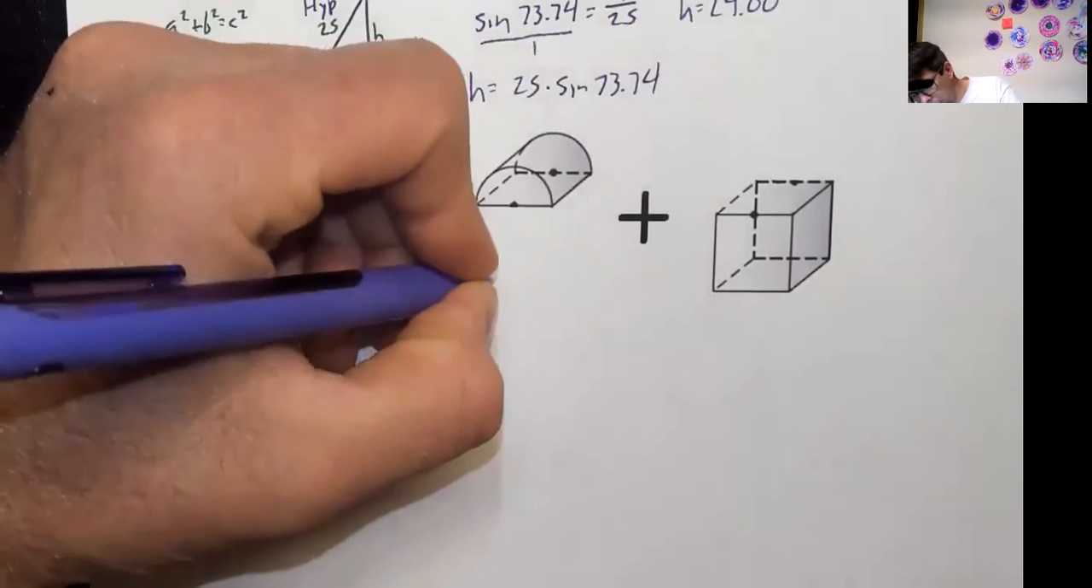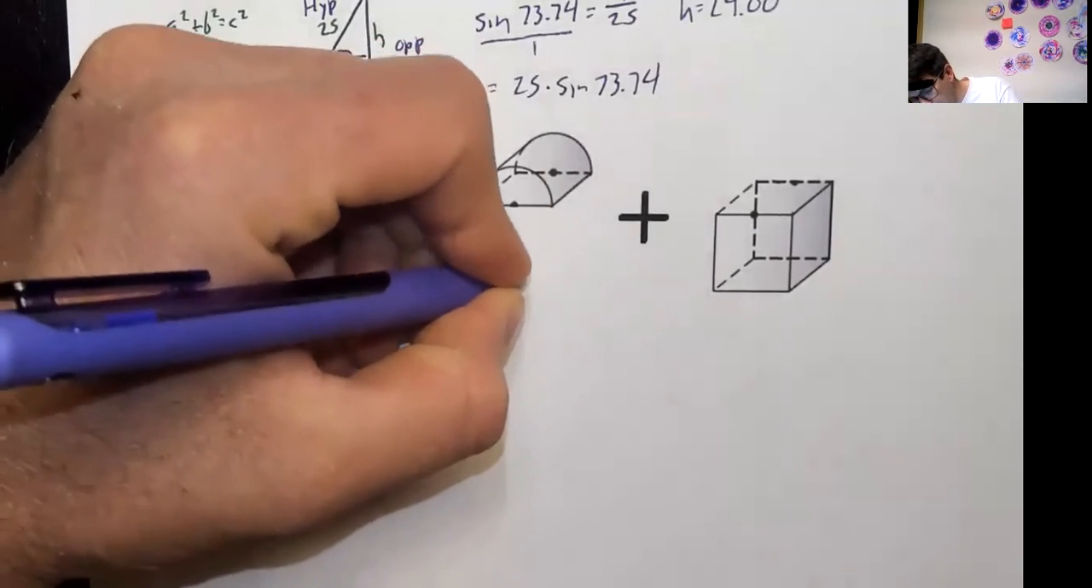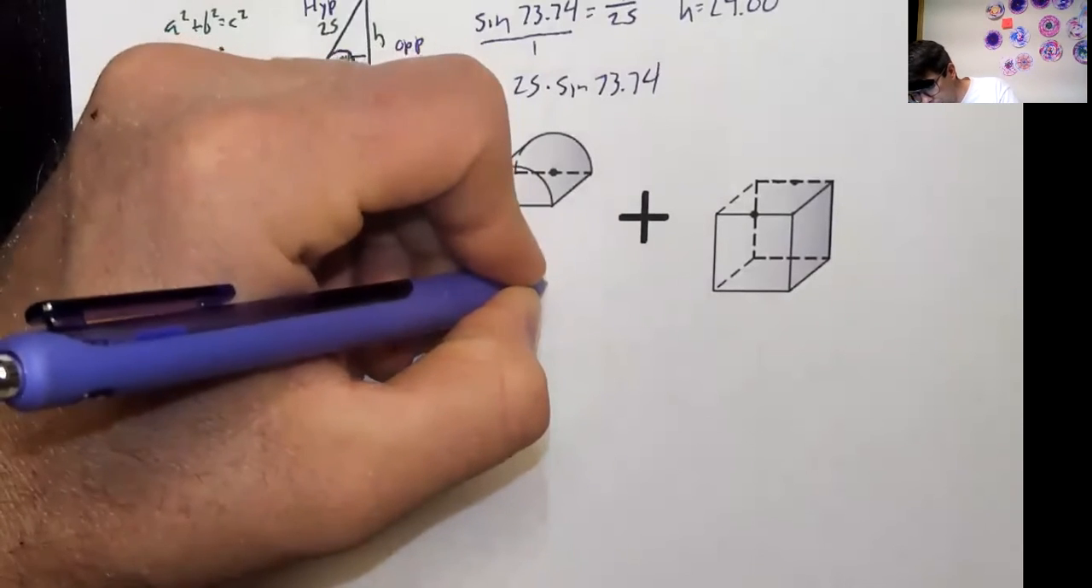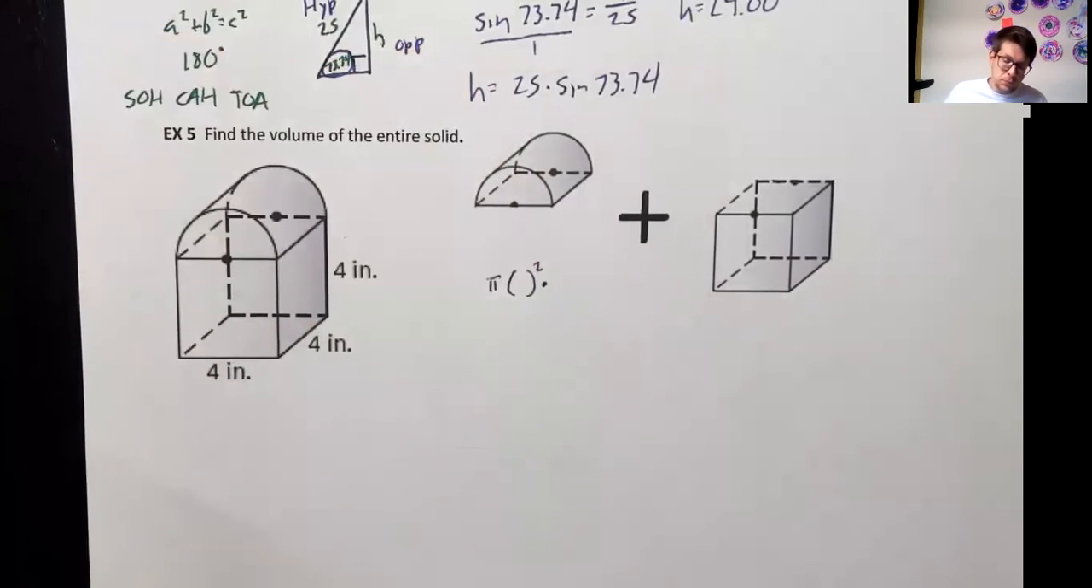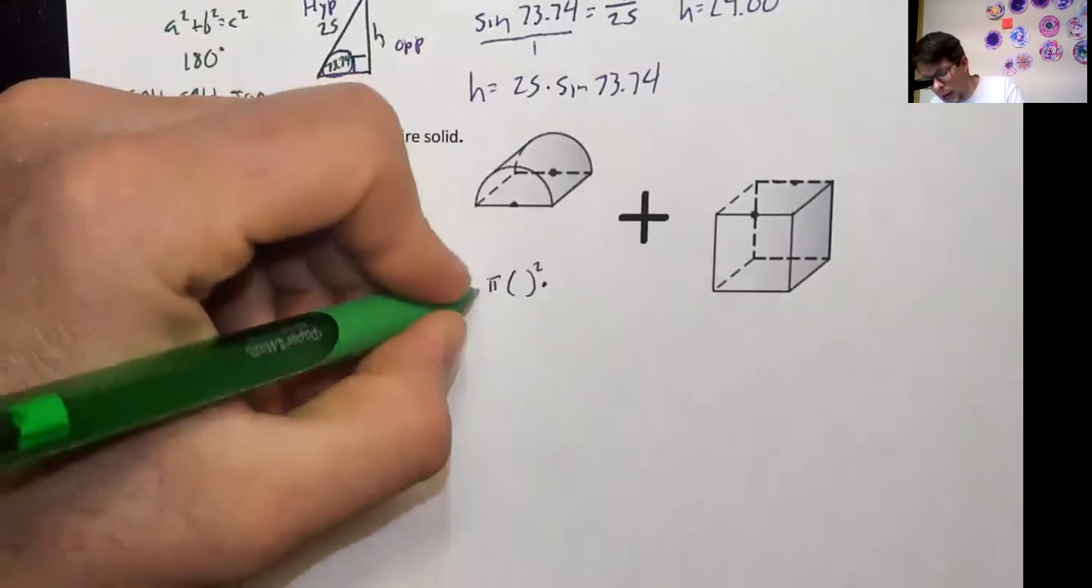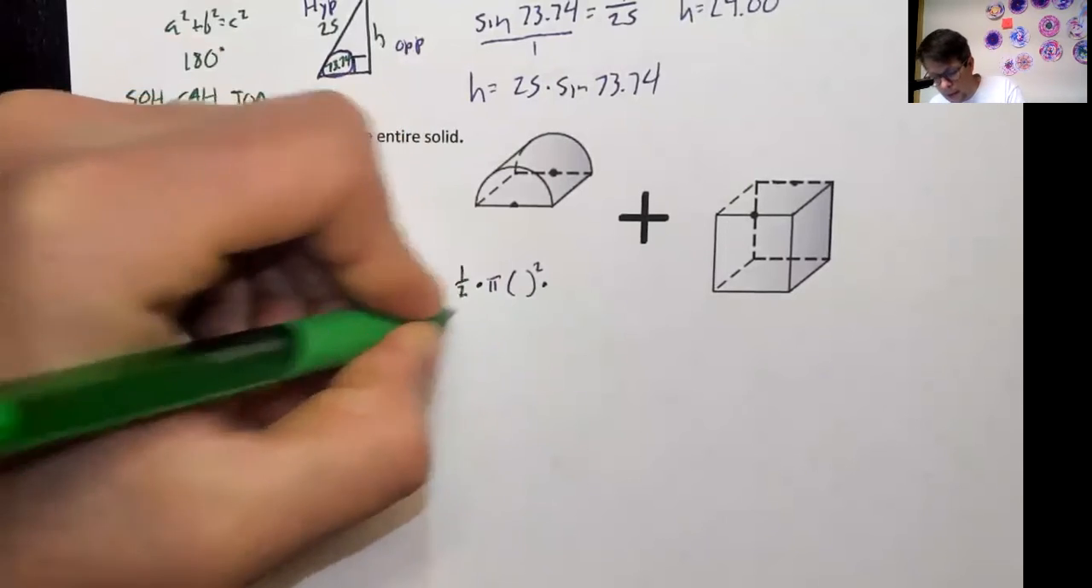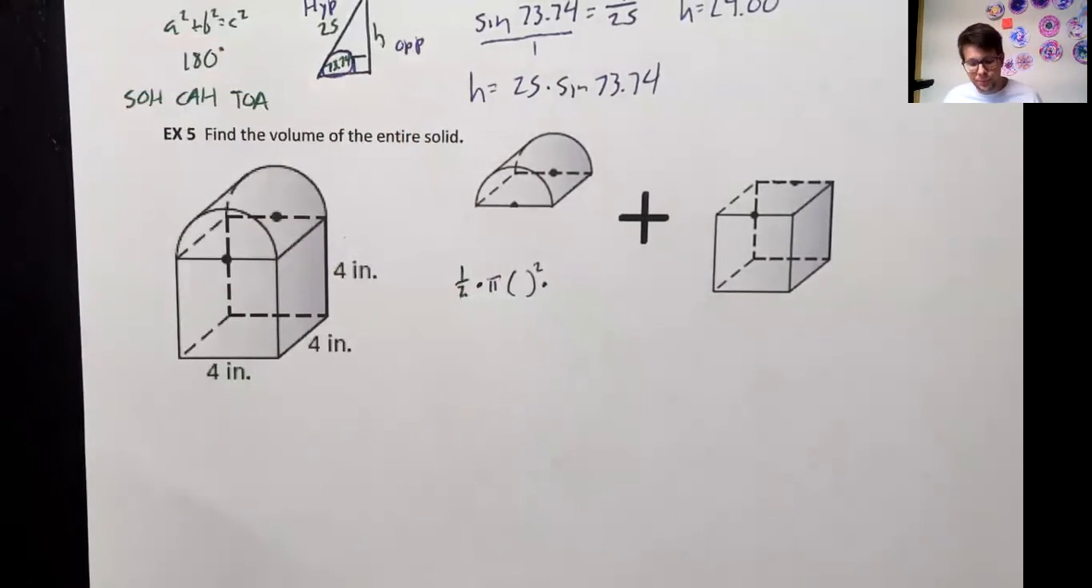The cylinder formula is usually pi times your radius squared, and then you're going to multiply that by your height. I want to use the same formula, but I also want to do something important to it. Since it's half of a cylinder, I want to take the whole formula and multiply it by 1/2. So let's do that.